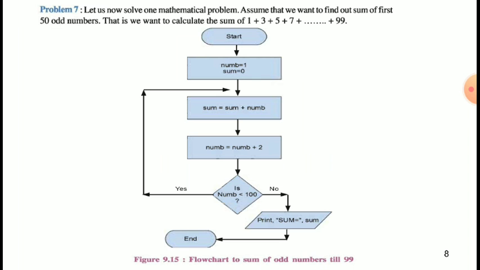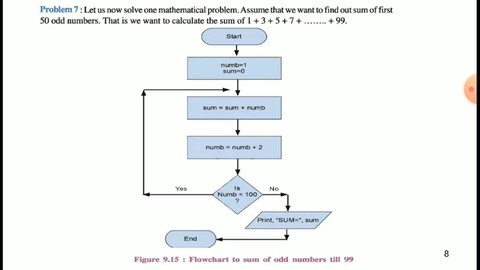Problem number 7. Let us now solve one mathematical problem. Assume that we want to find out the sum of the first 50 odd numbers, that is, we want to calculate the sum of 1 plus 3 plus 5 and so on, the last being the number 99. So that is a flowchart for the sum of odd numbers till 99.